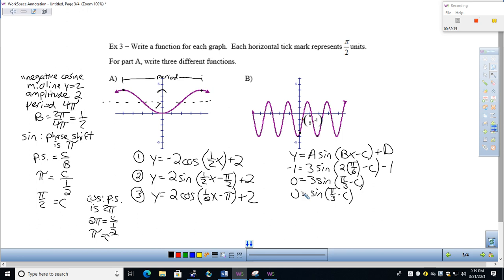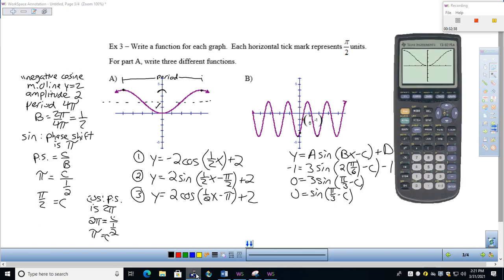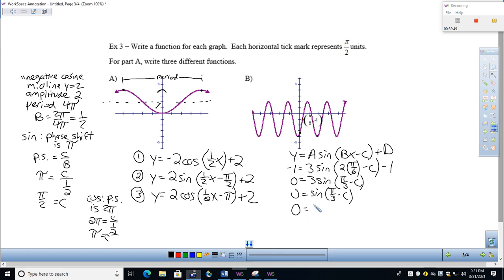Inverse sine of 0. I got this one, but I'm going to show you on the calculator. Inverse sine, 0. And I get 0. All right, so I get 0 equals pi over 3 minus c. And what do you say if I add the c on over? I get c equals pi over 3.